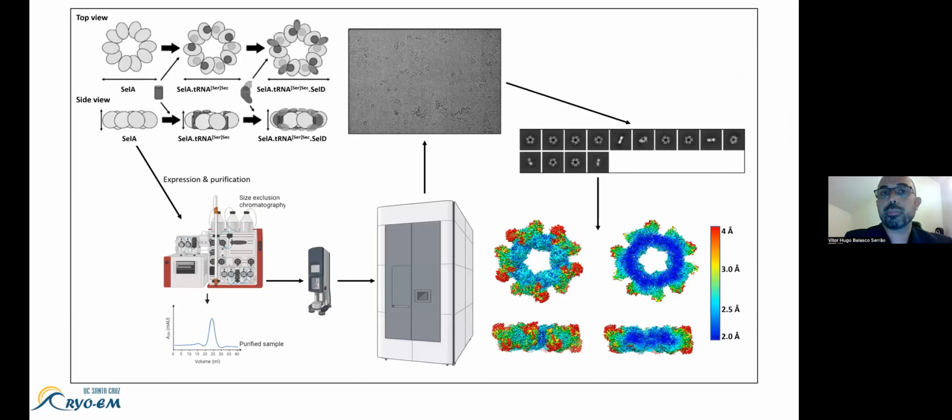So you might be asking, okay, it should be easy to get a structure, right? You know how to express it as a bacterial sample, it's pretty large, easy to put on the grid, with high symmetry. It should be straightforward to express, purify, put on the grid, and solve the structure right away.